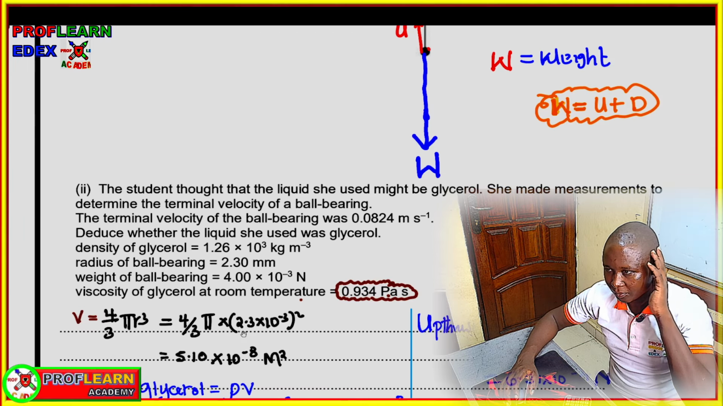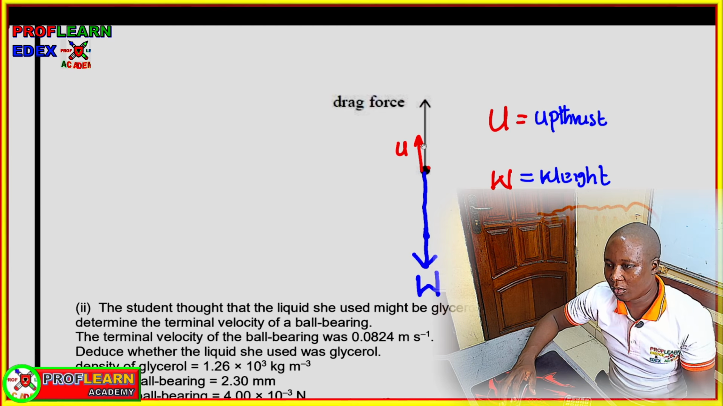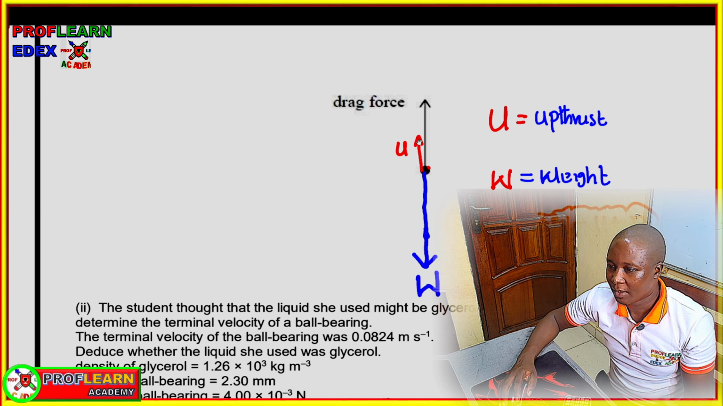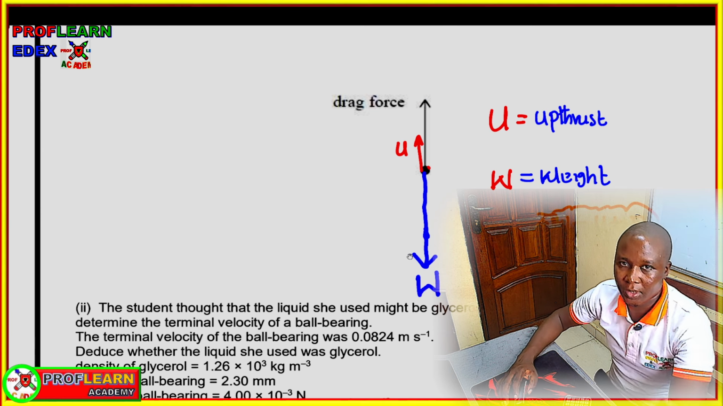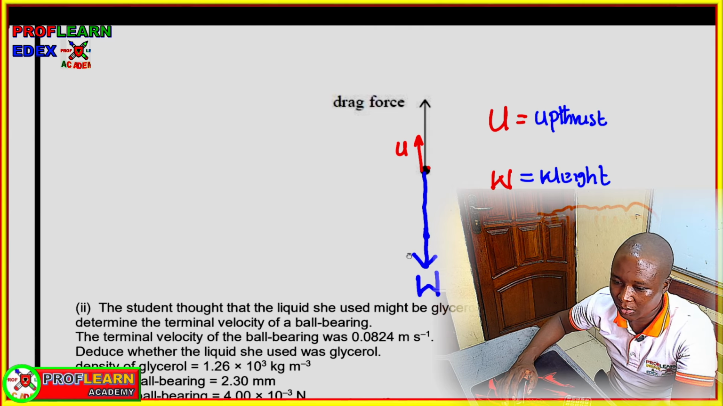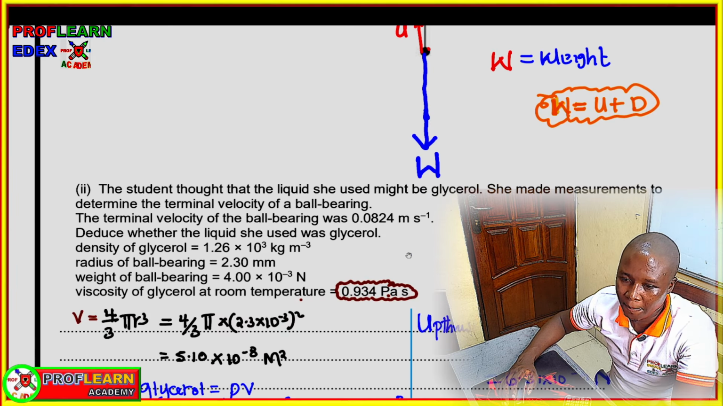Now, if you are asked to draw, you should draw these two diagrams in such a way that if you add the lengths of the upward arrows, they should equal the length of the weight downwards. So that's also something that you need to understand.